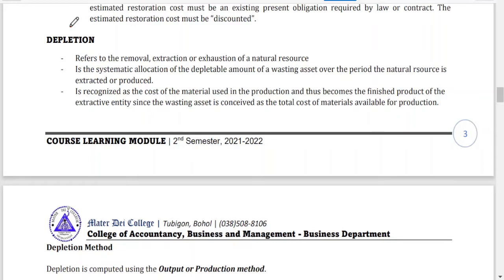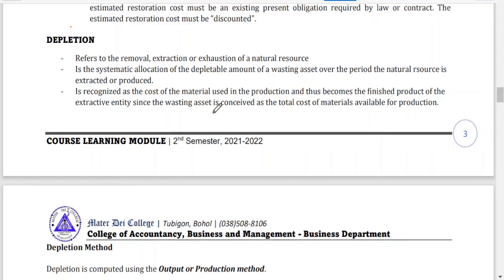So, for today, I will be talking about the depletion. This is a continuation of our lesson in exploration and evaluation of mineral resources, or the accounting for the wasting assets. So the depletion is an important section in the accounting for the natural resource. So what is depletion? Depletion refers to the removal, extraction, or exhaustion of a natural resource.